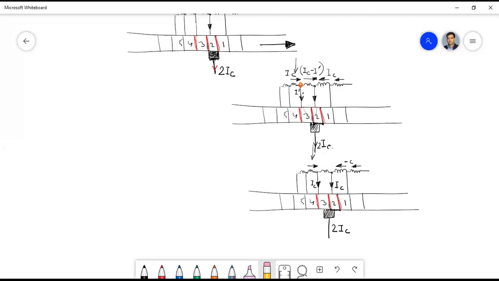Suppose the coil current starts with 5 ampere. As I have shown in the previous diagram, it starts with 5 ampere, then it starts decreasing. Then at some point it will pass through 0. So this is the 0th point.